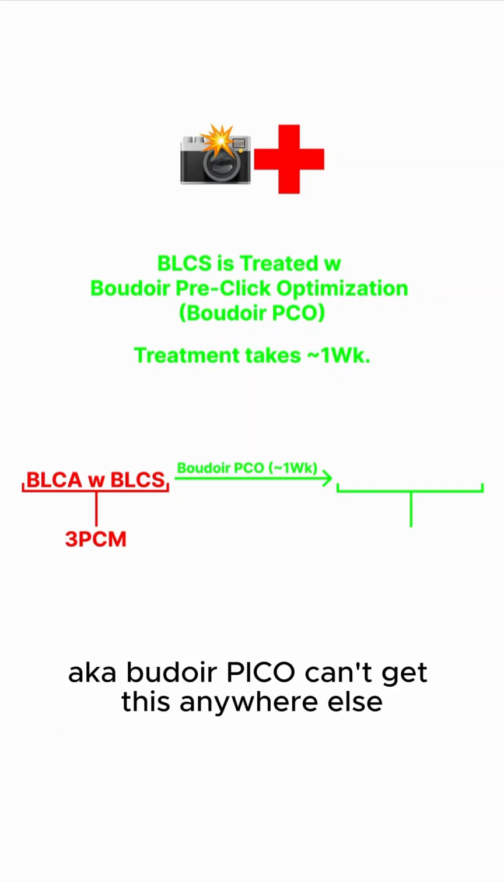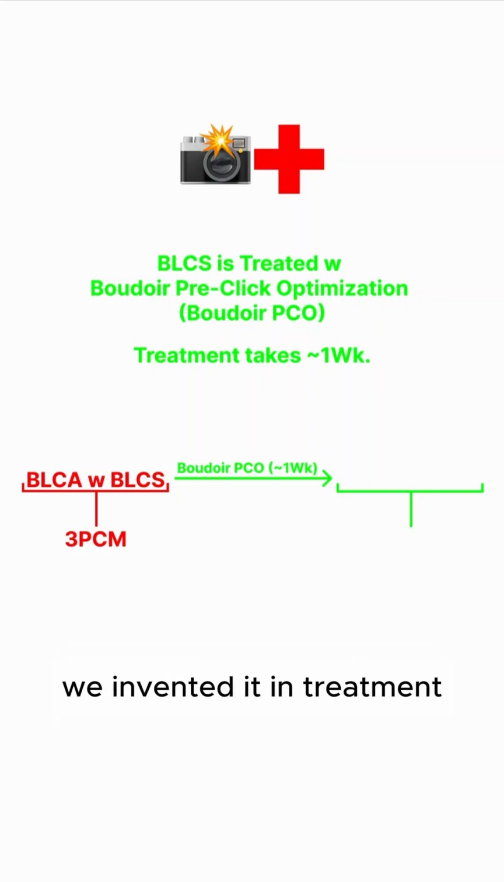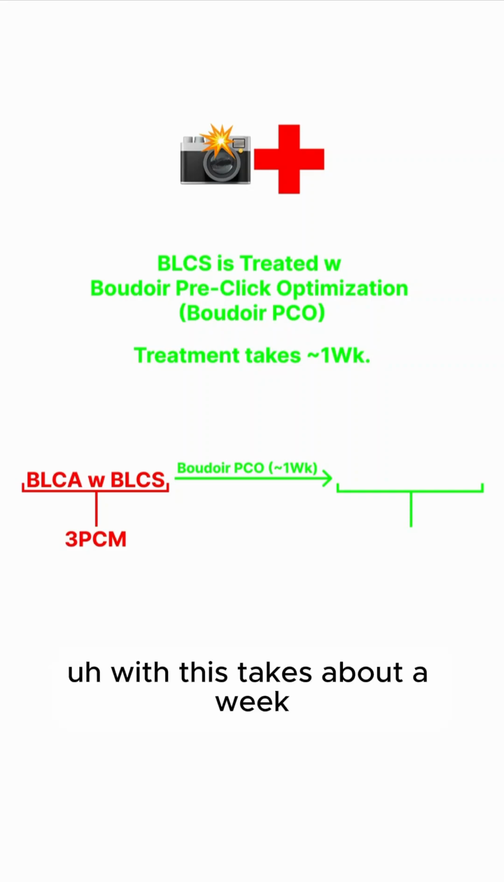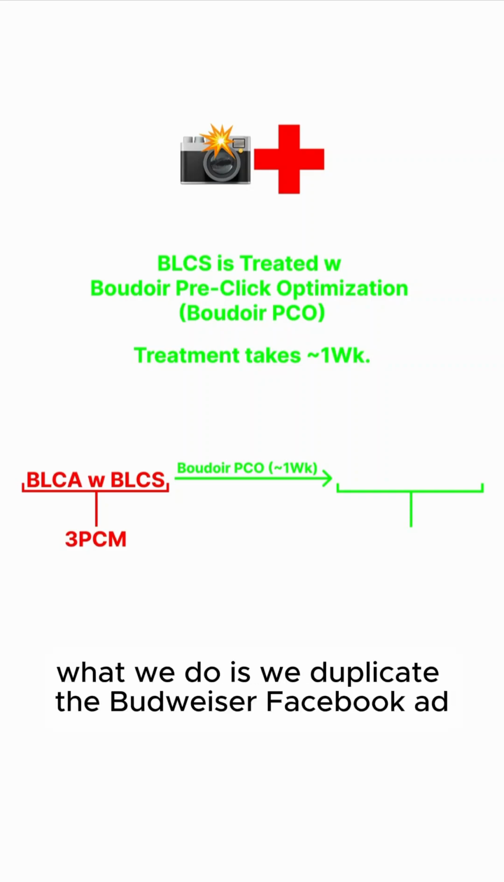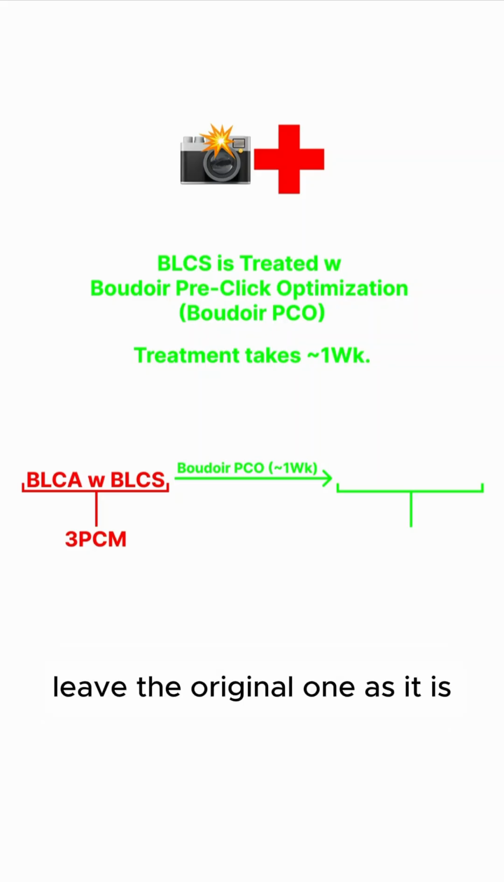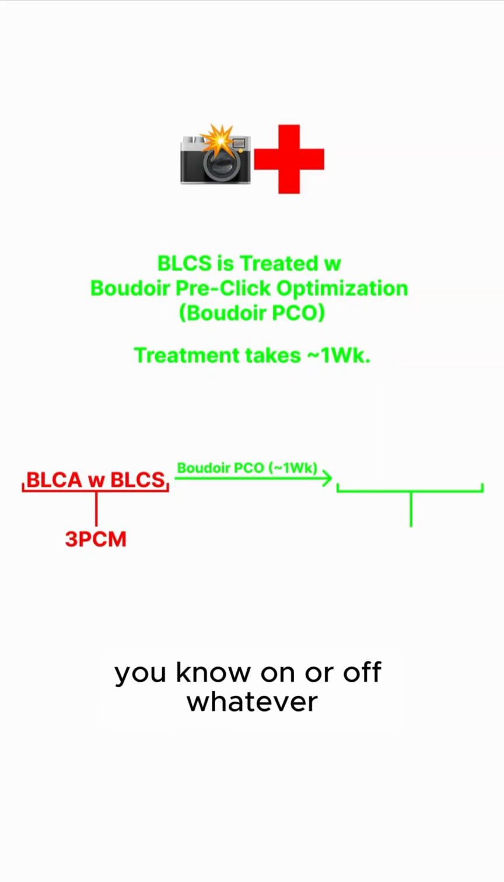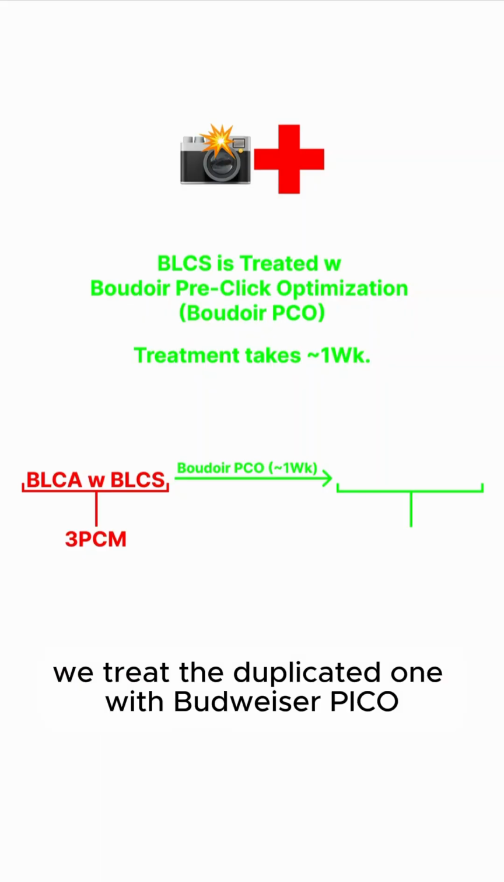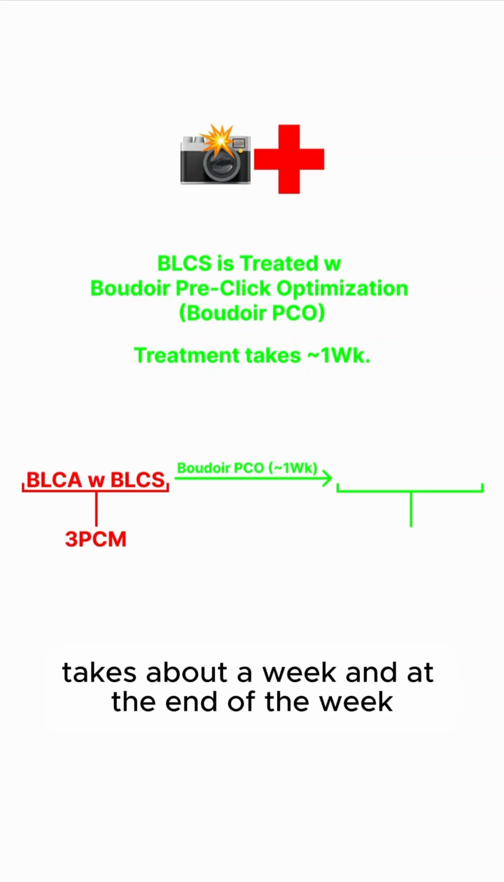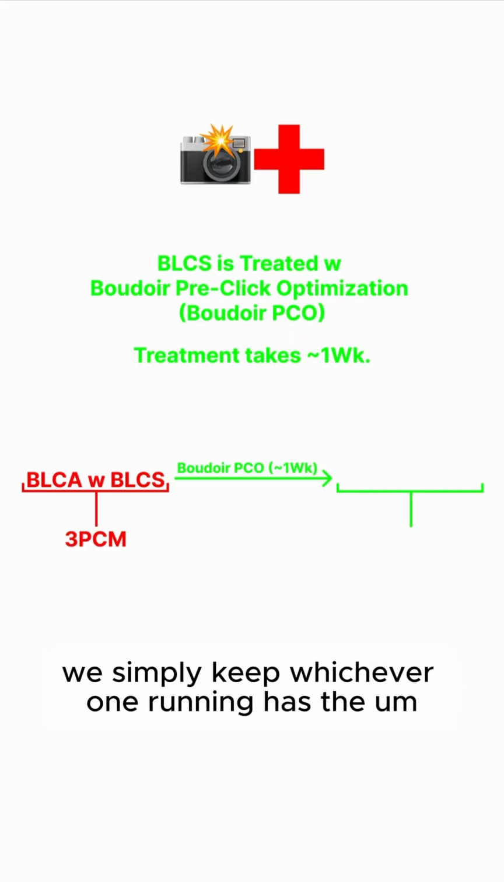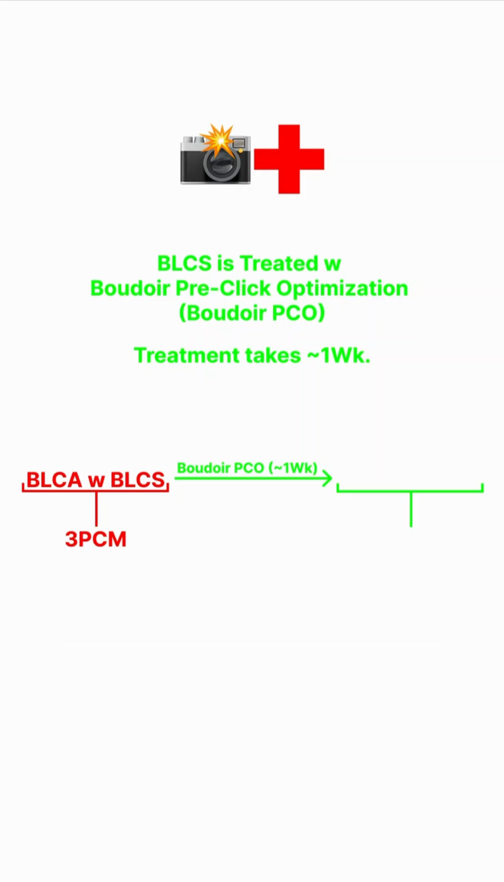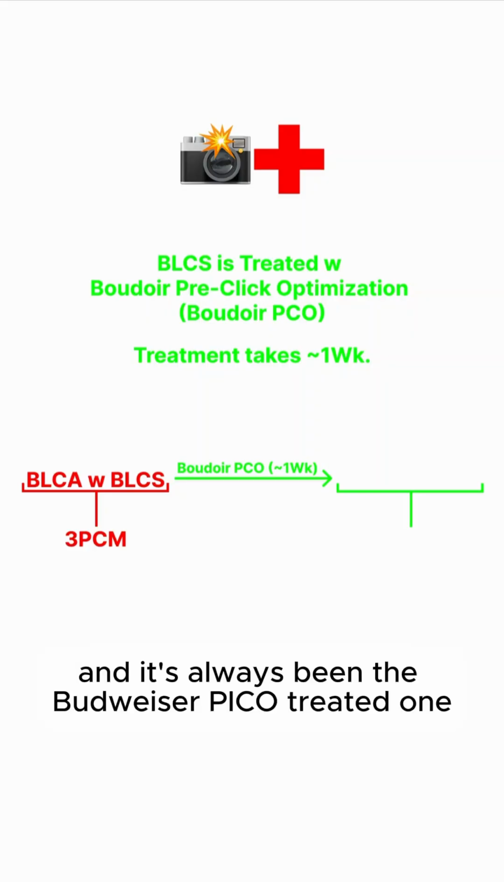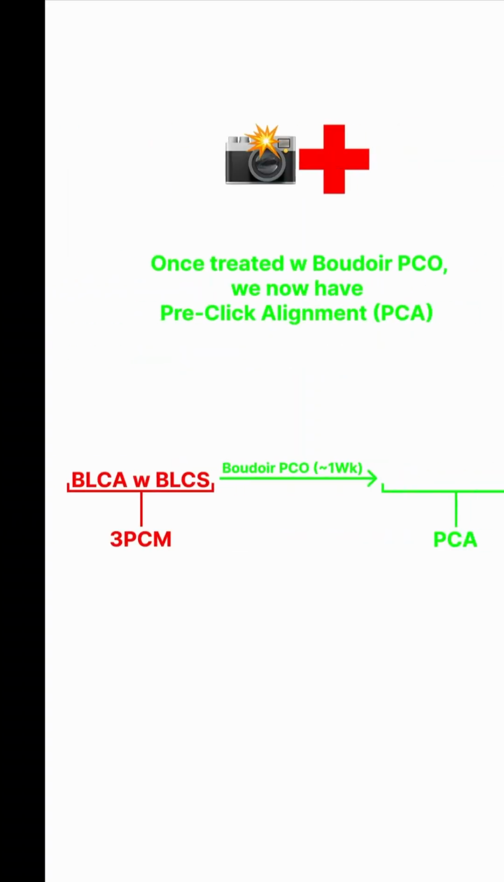Can't get this anywhere else. We invented it. And treatment with this takes about a week. What we do is we duplicate the Boudoir Facebook ad, leave the original one as it is, on or off, whatever. We treat the duplicated one with Boudoir Pico, which takes about a week. And at the end of the week, we simply keep whichever one running has the best metrics. And it's always been the Boudoir Pico treated one.